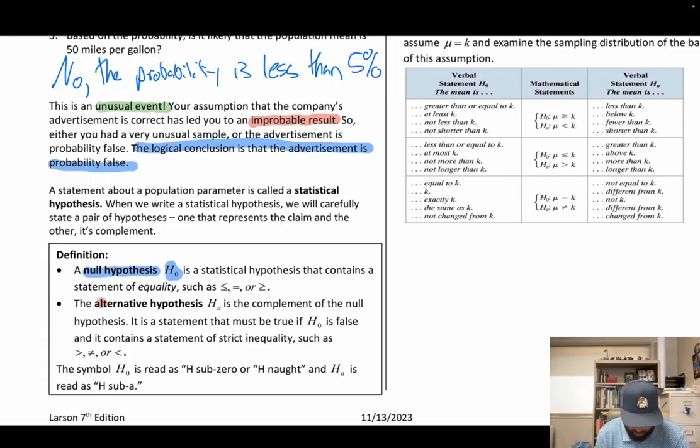And then we have the alternative hypothesis, denoted as HA. And that's the complement of the null hypothesis, and is a statement that must be true if H naught, the null hypothesis, is false. And it contains a statement of strict inequality. So H0 is read as H sub 0 or H naught, and HA is read as H sub A.